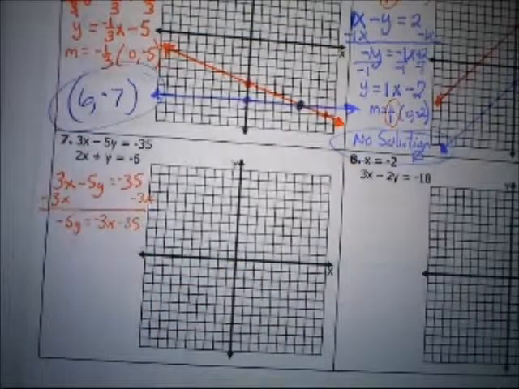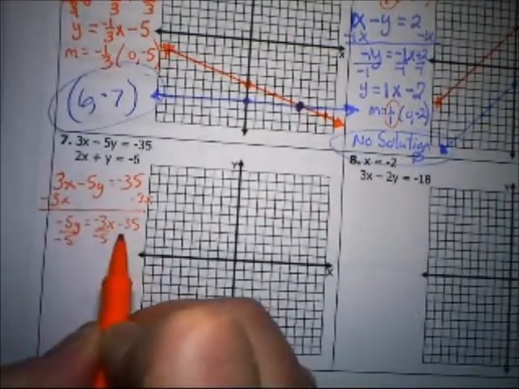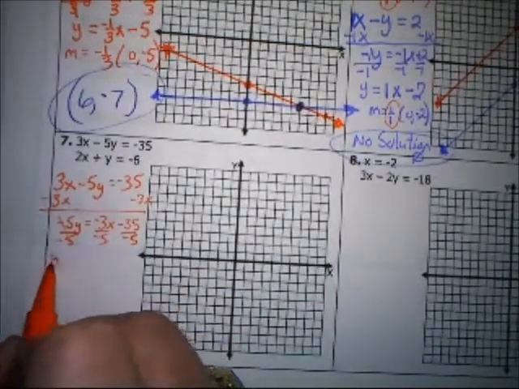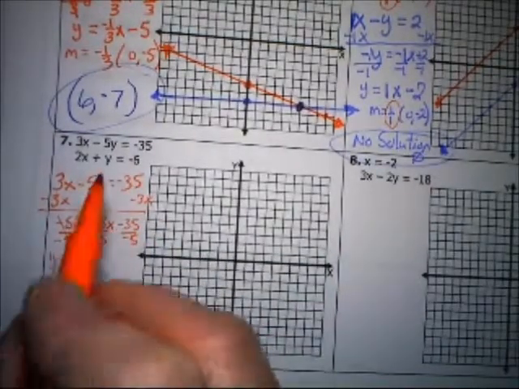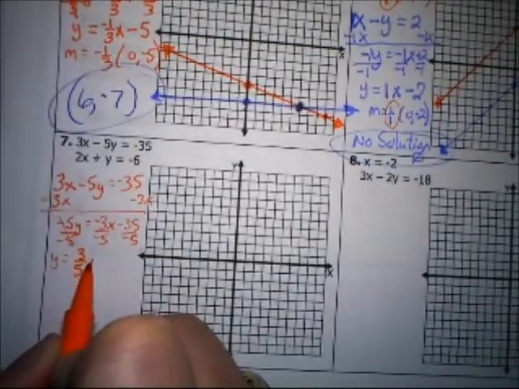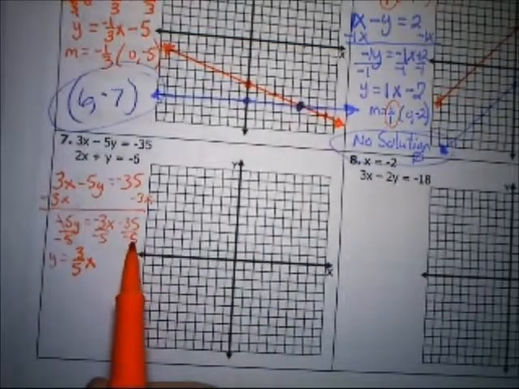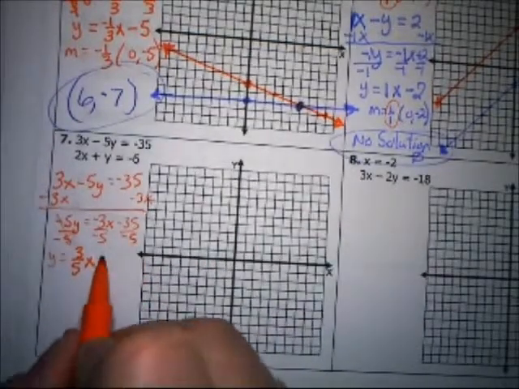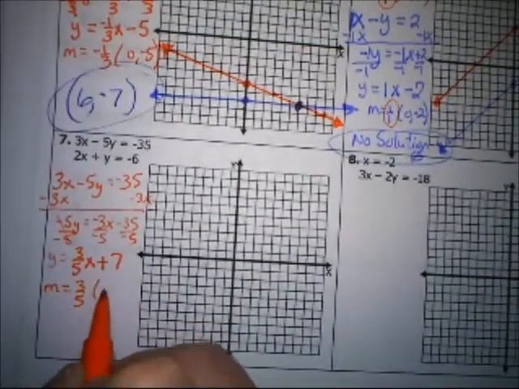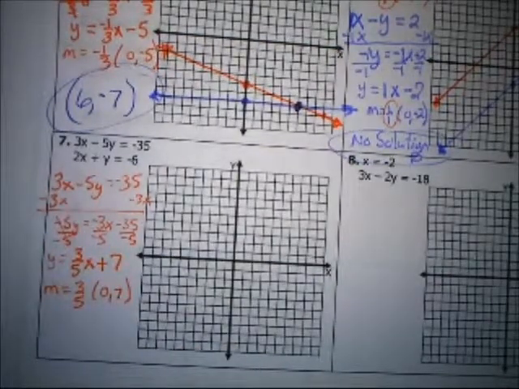But I have to divide everything by negative 5 now. So that I have negative 3 divided by negative 5, the negatives cancel out, and I'm going to leave it 3 over 5x. The negative 35 over negative 5 divides and gives you a positive 7. So my slope is 3 over 5, but my intercept is 0, positive 7.